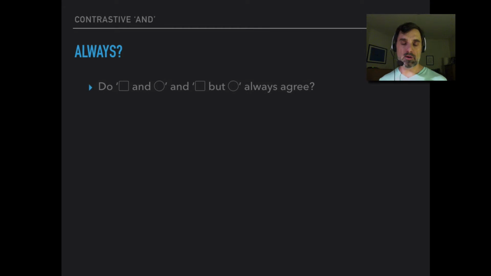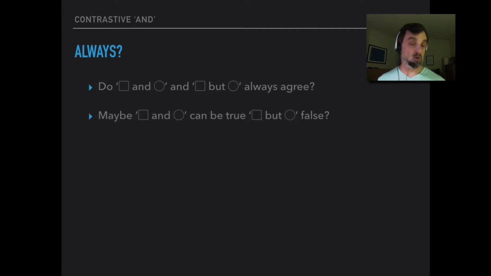Well, that was one case where an "and" sentence and a "but" sentence agree, but we want to know, do they always agree? So suppose "box and circle" is true, is "box but circle" always true also? And if "box but circle" is true, then is "box and circle" true? Do they always have the same truth value? Or do they differ sometimes? And the problem is, it's going to look like maybe the following can happen. Maybe "box and circle" can be true while "box but circle" is false. So they can disagree. The "and" sentence is true, while the "but" sentence is false.